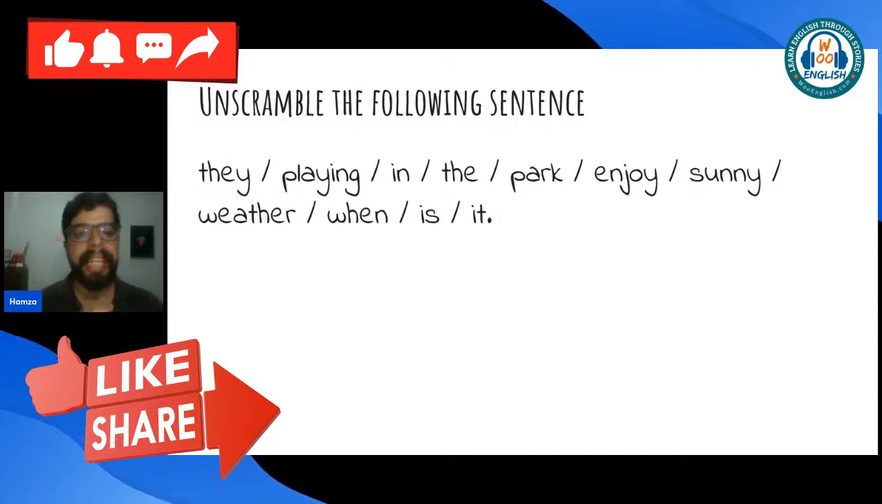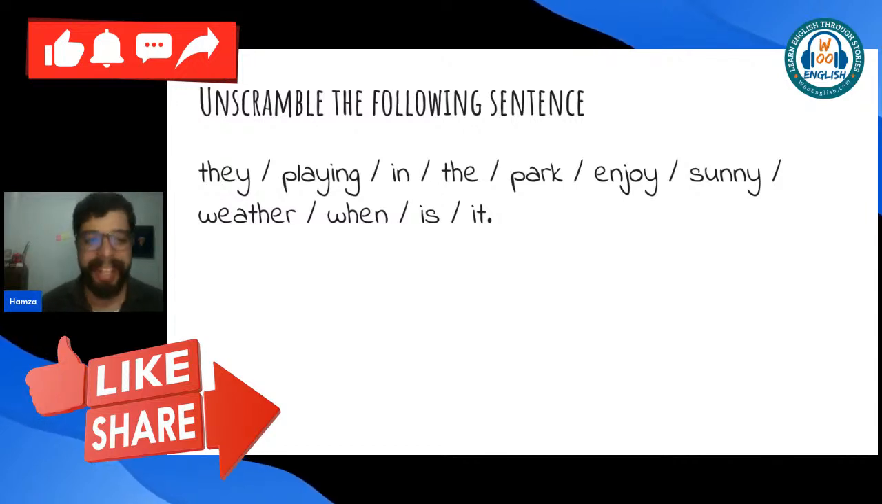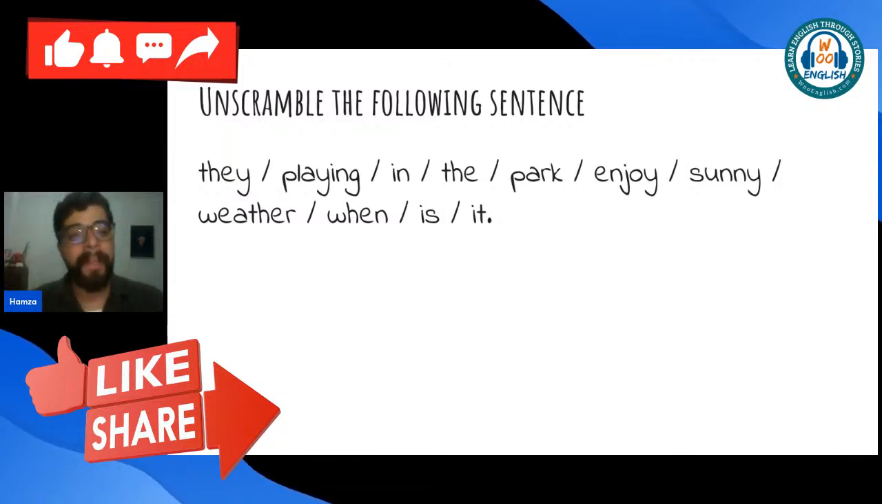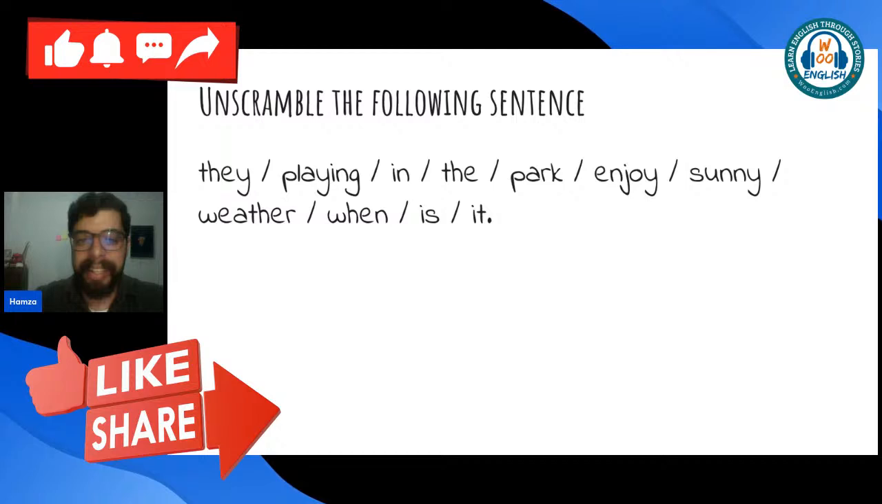They playing in the park, enjoy sunny weather. As I told you, the sentences will get more and more difficult as we go through this exercise. So this is sentence number 3, and it's already getting more and more complicated.